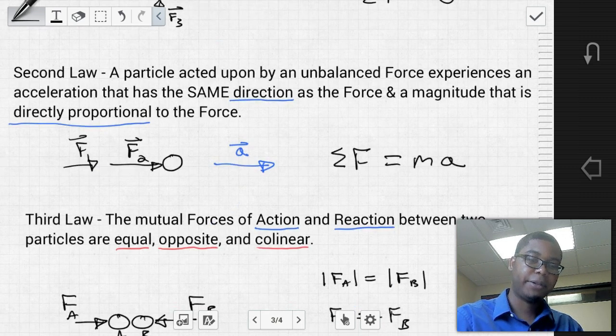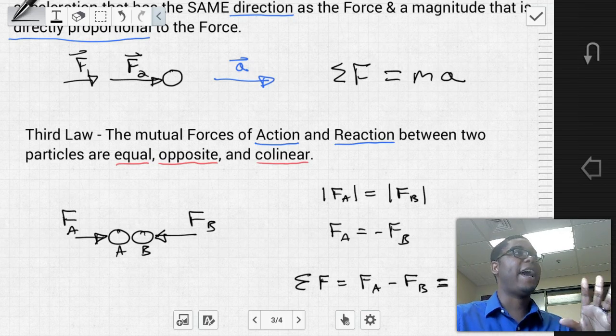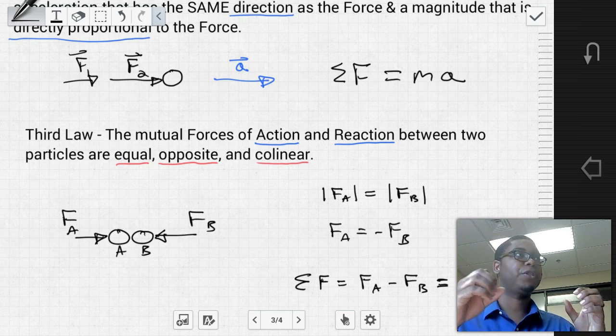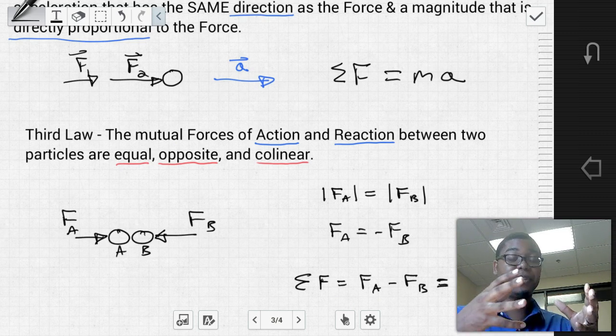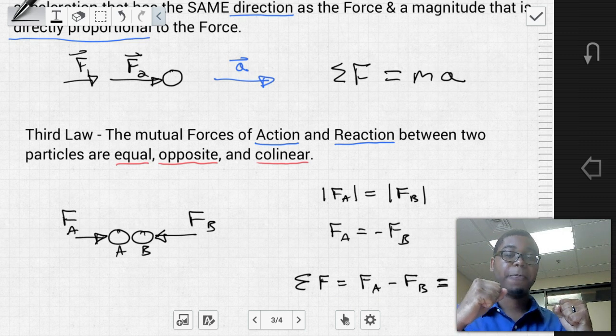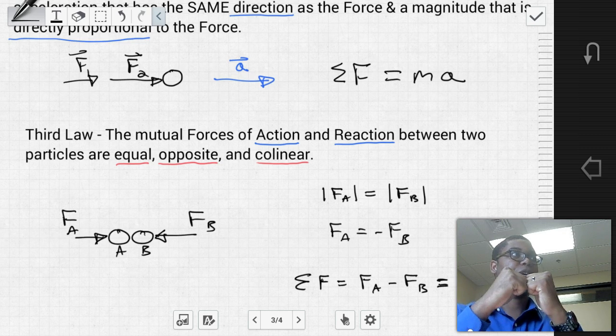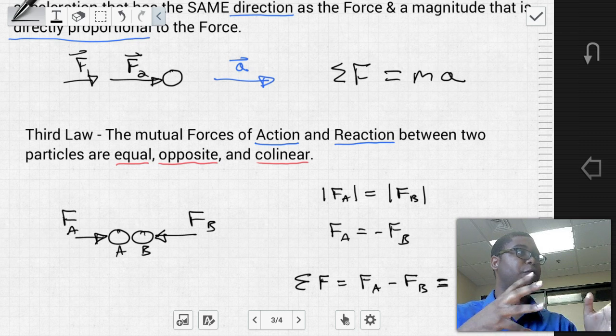Now, let's look at the third law of motion. Newton's third law states the mutual force of action and reaction between two particles are equal, opposite, and collinear. And this law is true if the forces of these objects are in equilibrium. So say we have two particles or two objects, they're each given a force, and we're assuming an equilibrium state, then the force of action and reaction between these two is going to be equal, so that we have equilibrium. They're going to be opposite, so that they cancel each other out, and that'll result in our sum of the forces equaling force A minus force B equal to 0.